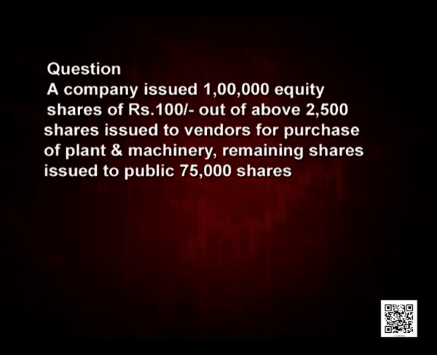Let's start the question. A company issued 1 lakh equity shares of rupees 100 each. Out of the above, 2500 shares are issued to vendors against purchase of plant and machinery. I hope you remember this has to be shown separately. Remaining shares were issued to public, that is 75,000 shares. So we are not issuing the whole shares, we are issuing 75,000 shares to public, 2500 shares to vendors. The remaining are still there in the authorized capital.